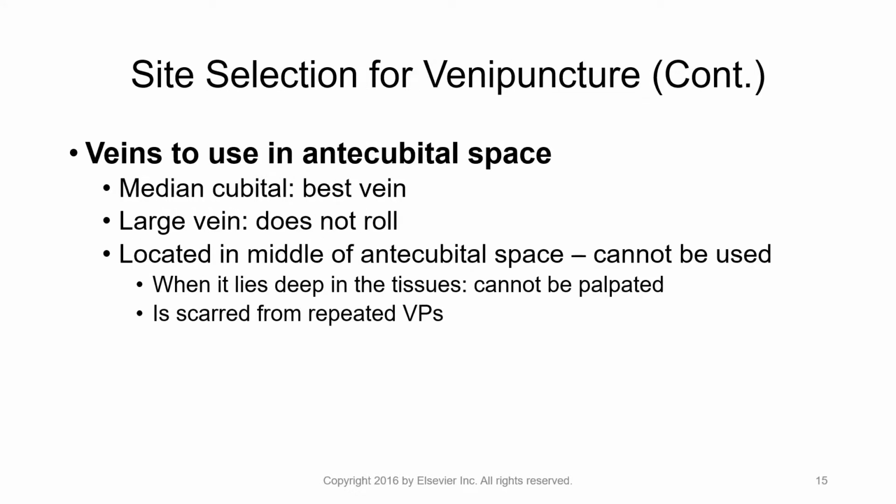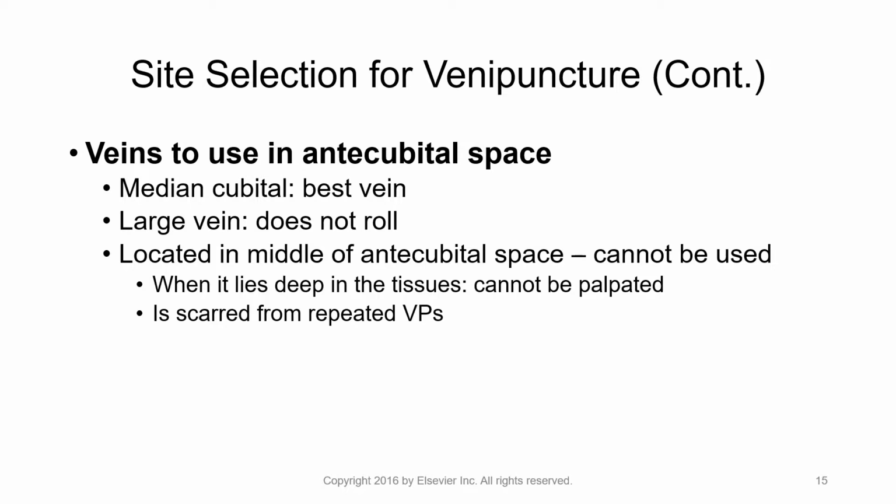So the antecubital veins, there's three. We've looked at the diagrams for them, but the median cubital is the best. It's the middle. It's large. It's the largest. It does not roll because it's anchored very well on either side, and it's anchored in so that it's short and less chance of it rolling out of the road. It's in the middle of the antecubital space.